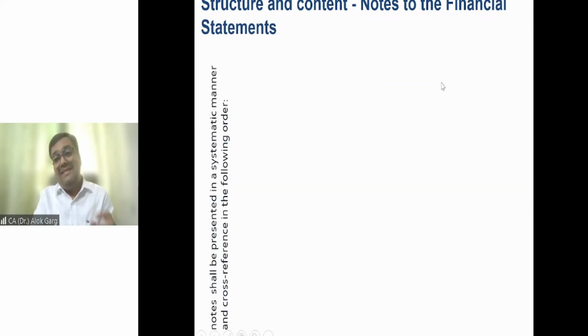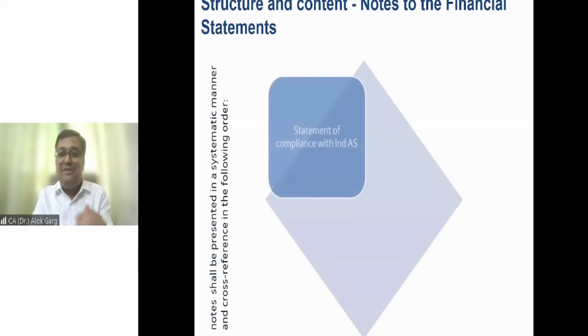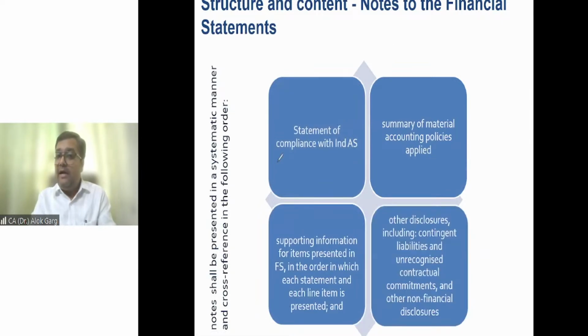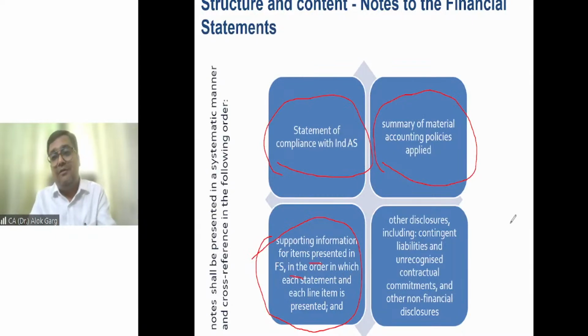Very good. Ind AS 1 also says what could be the sequence of the notes to accounts. It says that the first should be your statement of compliance with Ind AS. You remember, I've shown you the statement of compliance with Ind AS in your study material, where the TCS disclosure is there. Then the summary of material accounting policies applied. Significant accounting policies, the name has been changed to material accounting policies, which you will read in Ind AS 8. Then supporting information for items presented in the financial statement, in the order in which each statement and each line item is presented. What is that? The breakup of the balance sheet.